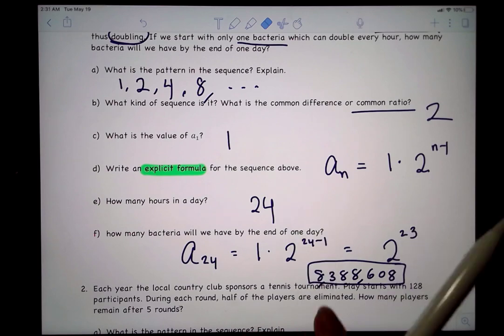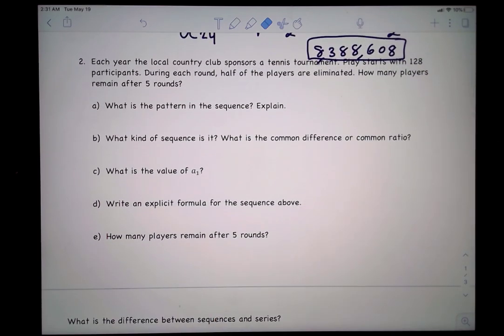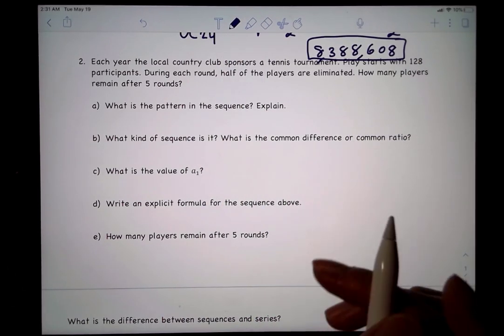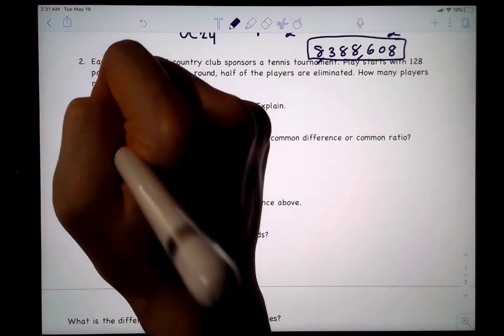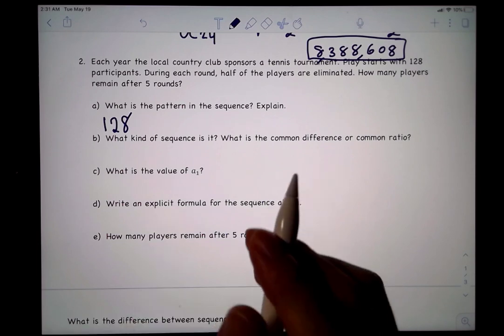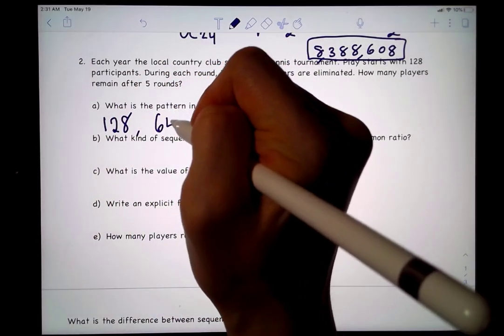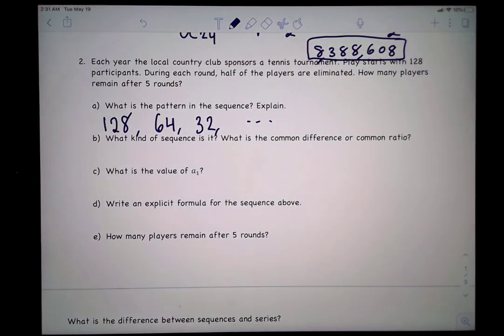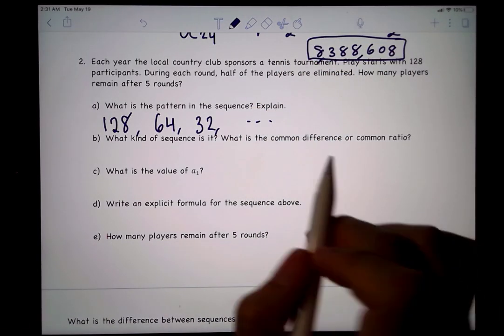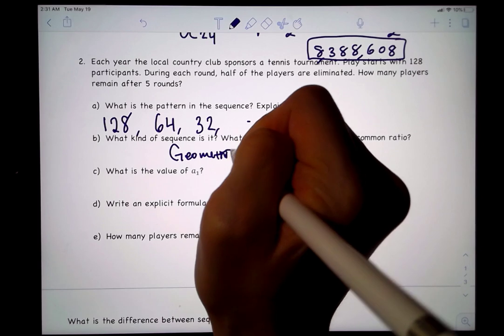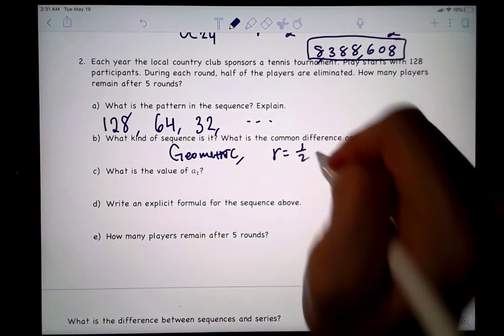And number two. The play starts with 128 participants, right? 128. And each round, half the players are eliminated. So half is 64, and half again is 32. This is our pattern. So that's a geometric sequence, getting half each time. My common ratio is 1/2.